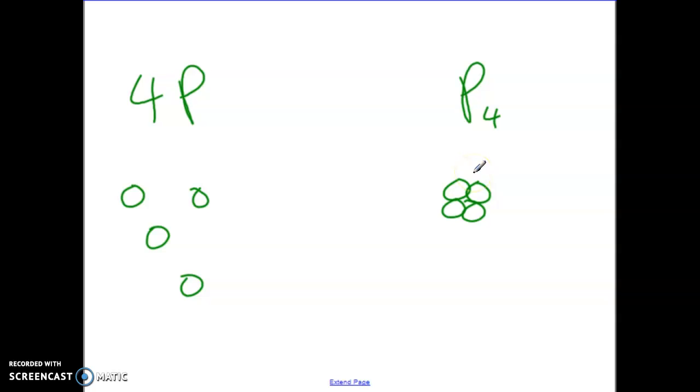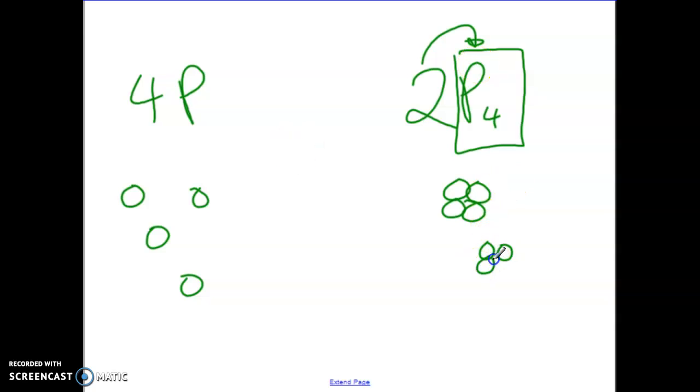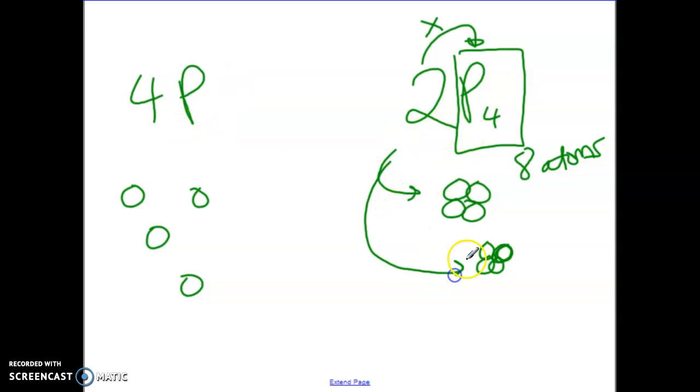Okay? Now, you can also have a coefficient in front of this. So here I have P4, but now I have 2 of them. So that's really like as if I have this, and imagine these are all connected. So in total, I would have here 8 atoms. So the coefficient is multiplied by everything that it is in front of. So that would be the difference between a coefficient, saying that there are 2 of them, but the subscript tells you how many are clustered together.